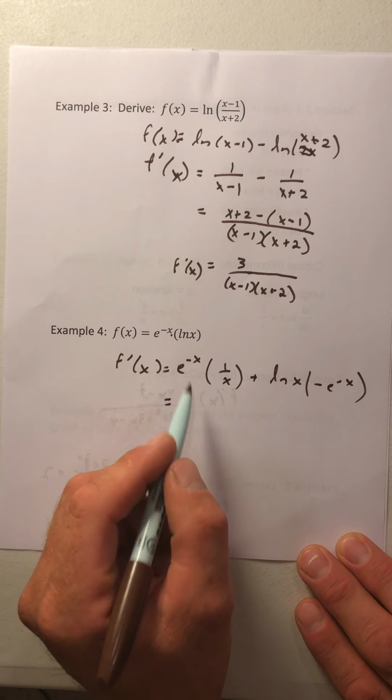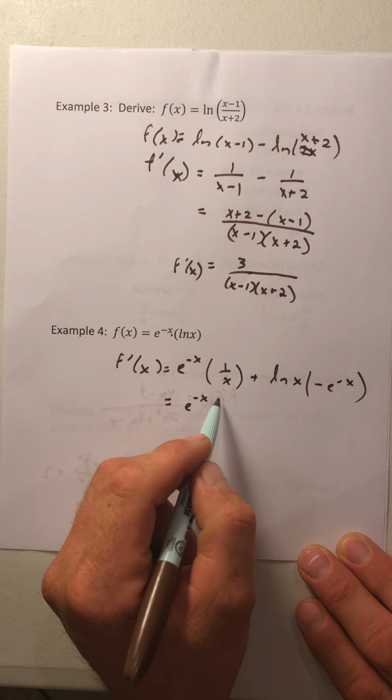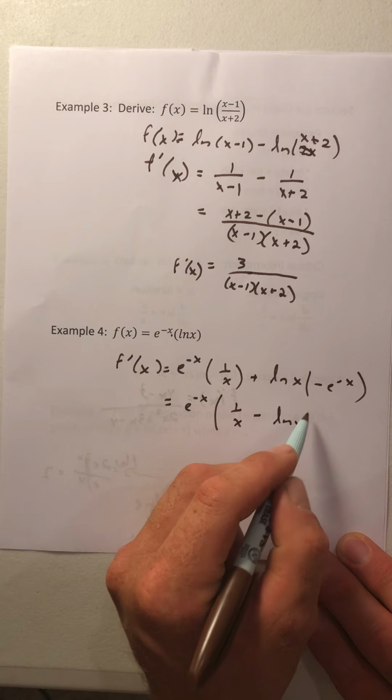From here, we can go and clean this up just a little bit, I suppose. We have e to the negative x, so we'll factor out. So we're left with a 1 over x minus the natural log of x.